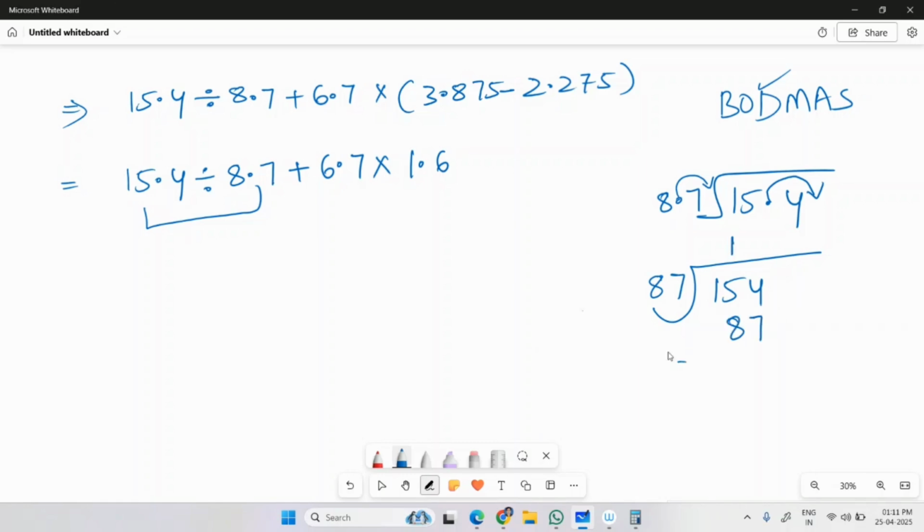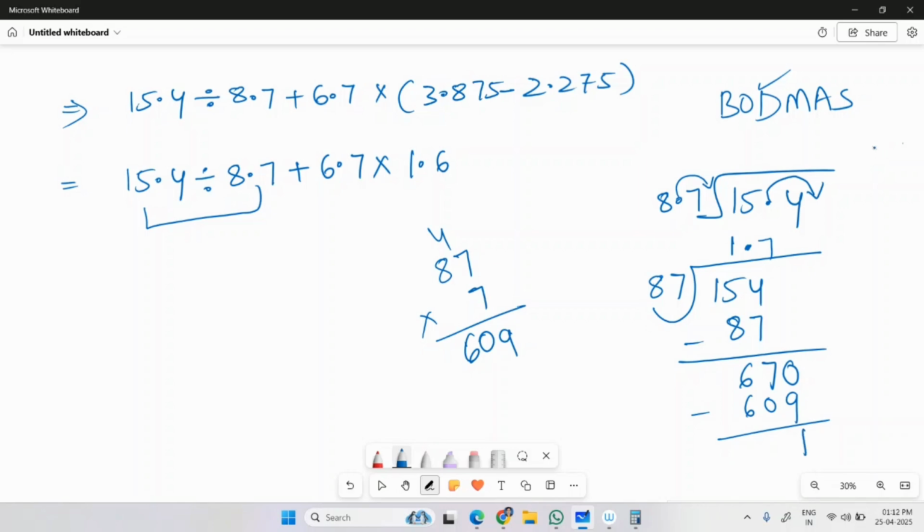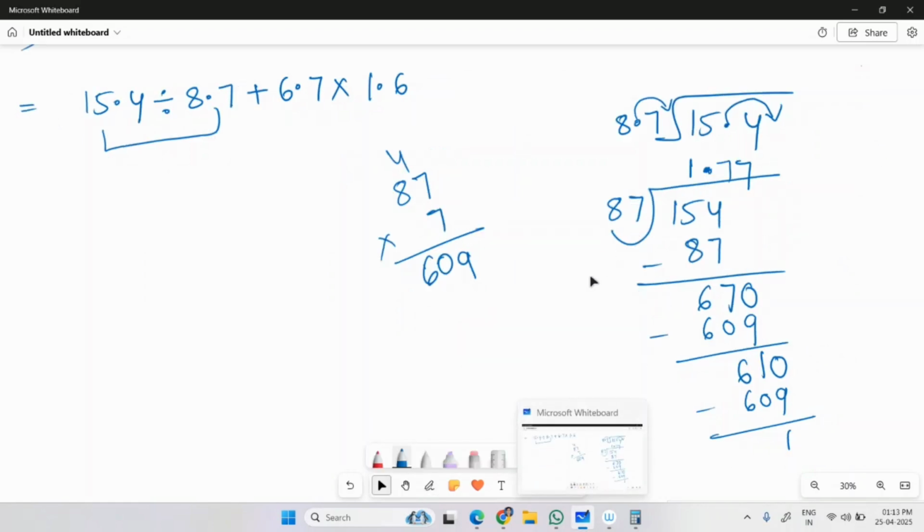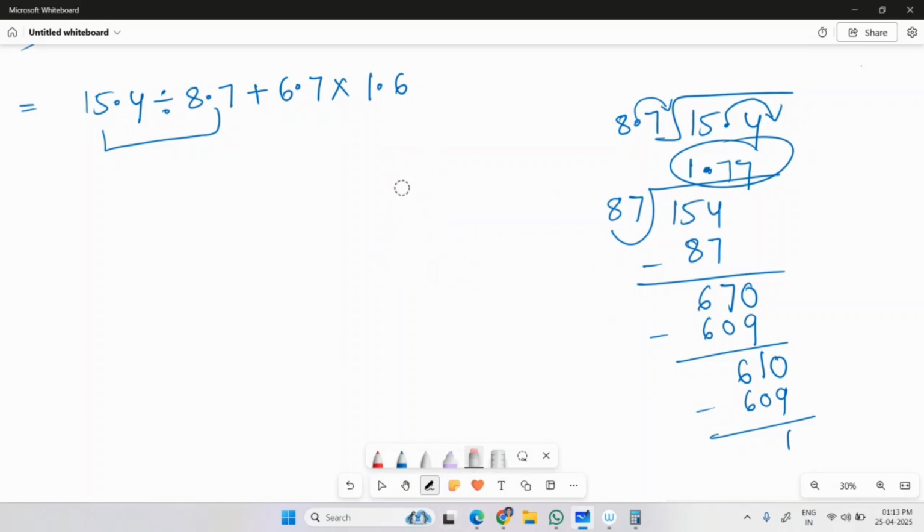87 times 1 is 87. 14 minus 7, 7. 14 minus 8 is 6. Put a point, 0. 87 times how much is 670? 87 times 10 is 870. 87 times 7 will work out to 609. 670 minus 609 is 61. Since we already have a point, let's keep a 0. Now it will become 610. Again 7 will work, 609. So the remainder is 1. So let's select 1.77 as the decimal number for this division.